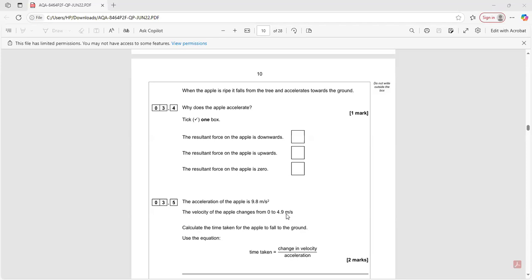The acceleration of the apple is 9.8. Velocity of the apple changes from 0 to 4.9. That means, in other words, the change of velocity is 4.9. No big deal there. It now says calculate the time taken for the apple to fall to the ground. And they gave you a formula there. Time taken is equal to change in velocity over acceleration. So can you help us calculate that? 4.9 divided by 9.8.